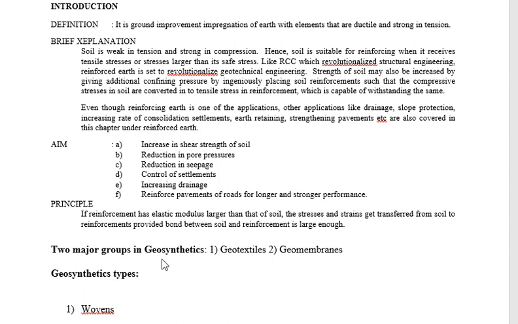The major groups in geosynthetics are two: geotextiles and geomembranes. Geotextiles are permeable fabrics. Permeable means they permit the passage of liquid or fluids. Next, geomembranes. Geomembranes are impermeable membranes, which do not allow any transmission of fluids.